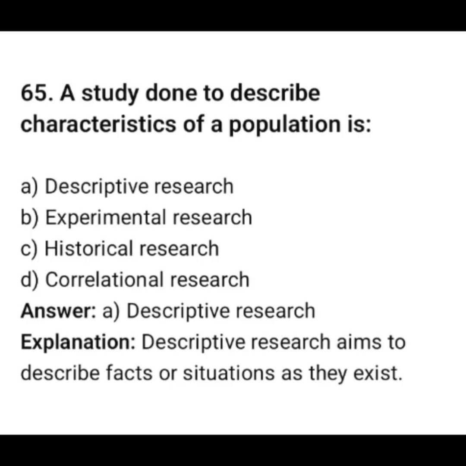A study done to describe characteristics of a population is descriptive research, experimental research, historical research, correlational research. The correct answer is option A, descriptive research. Descriptive research aims to describe facts or situations as they exist.